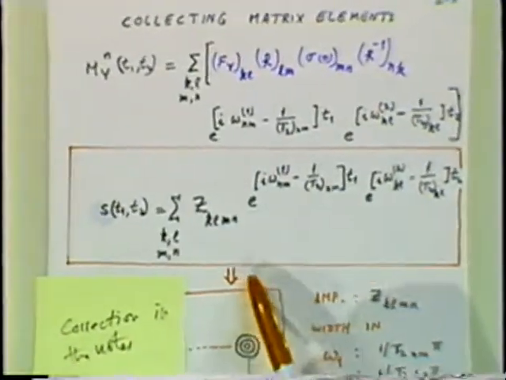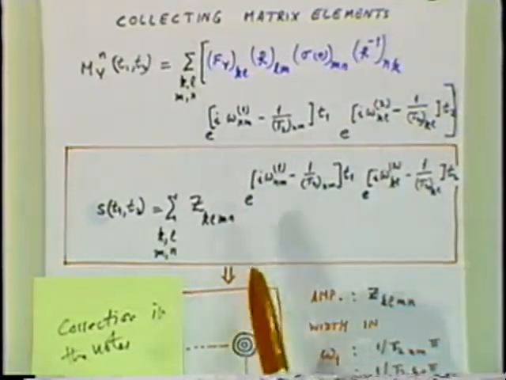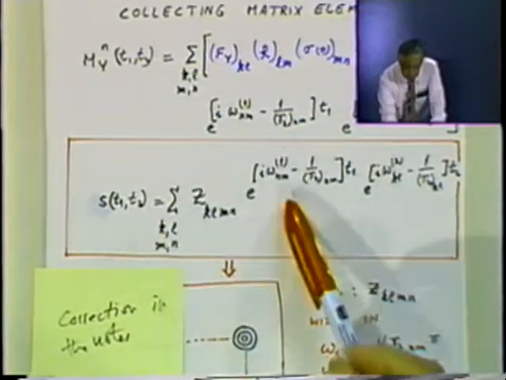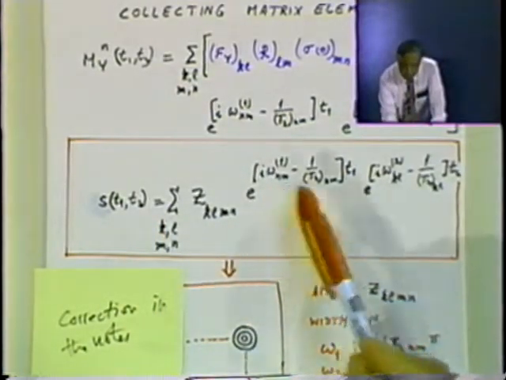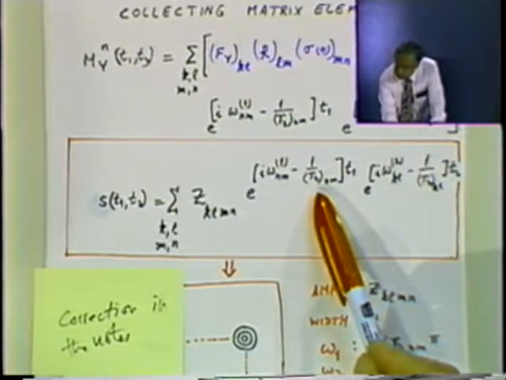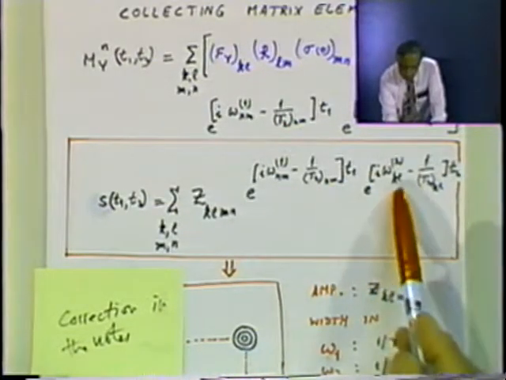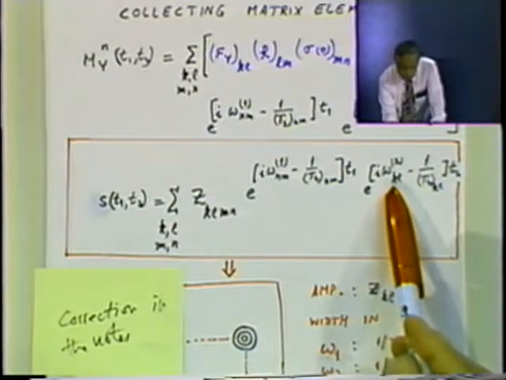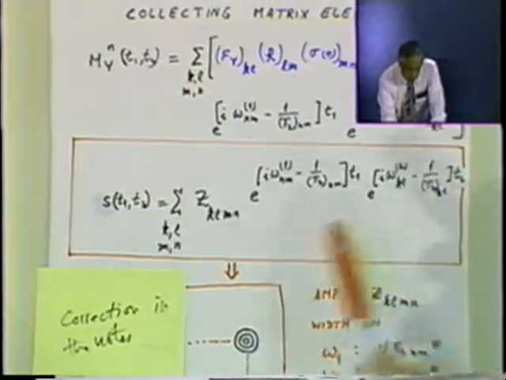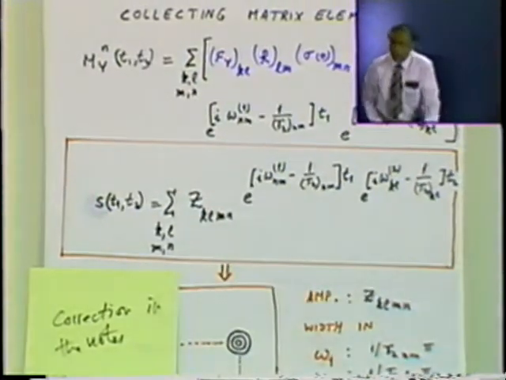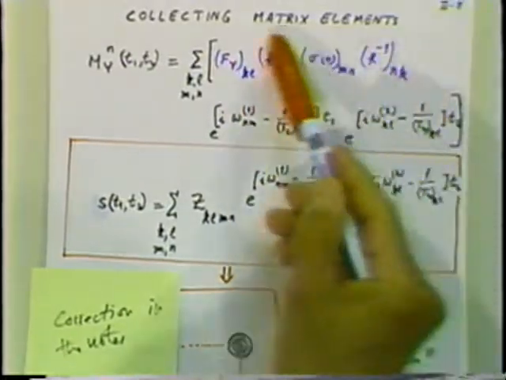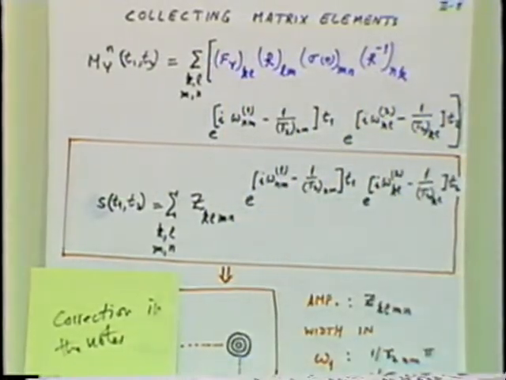So what we basically get is a time domain signal t1, t2, which has a frequency omega nm during time t1, which is decaying with a time constant t2, and has a frequency omega kl in time domain t2, which is decaying with a time constant t2, and has an amplitude given by zklmn, and zklmn is a matrix element of this product of these four operators.